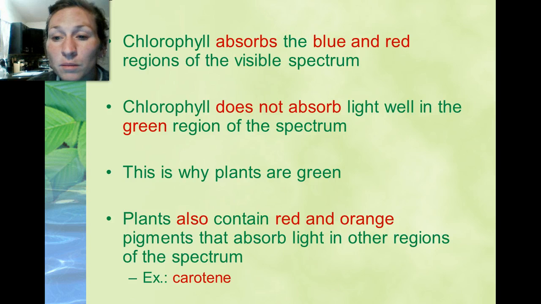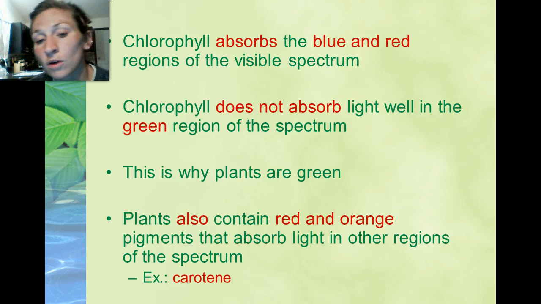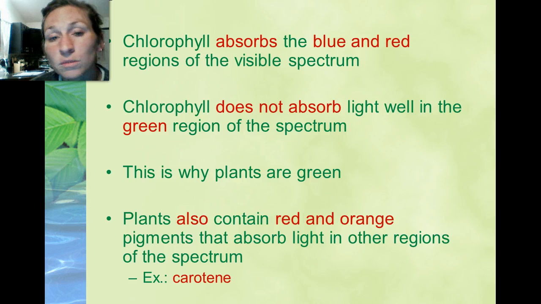Chlorophyll absorbs the blue and red regions of the visible spectrum the best. Chlorophyll will not absorb light very well in the green region, and that's exactly why plants are green, because it doesn't absorb green light, it actually reflects green light. Yellow is also not absorbed well. There are plants that also have red and orange pigments that can absorb light in other regions. This type of pigment is usually known as carotene. So a plant that primarily had carotene as a light-absorbing pigment would look red or orange on the outside because it doesn't absorb the red and orange light, it reflects them, just as chlorophyll doesn't absorb green, it reflects green.